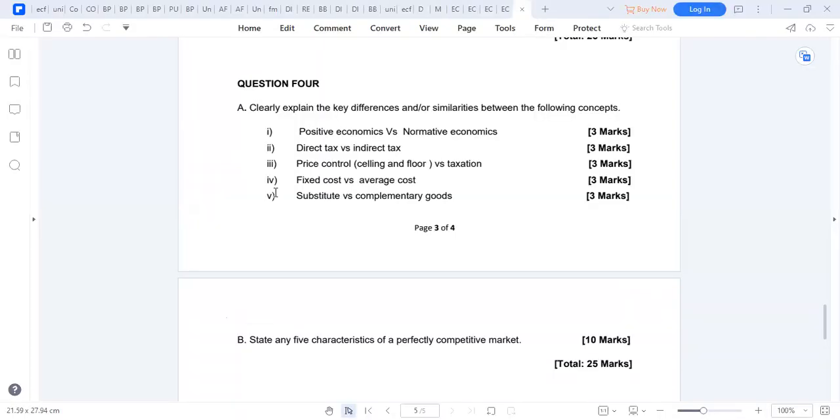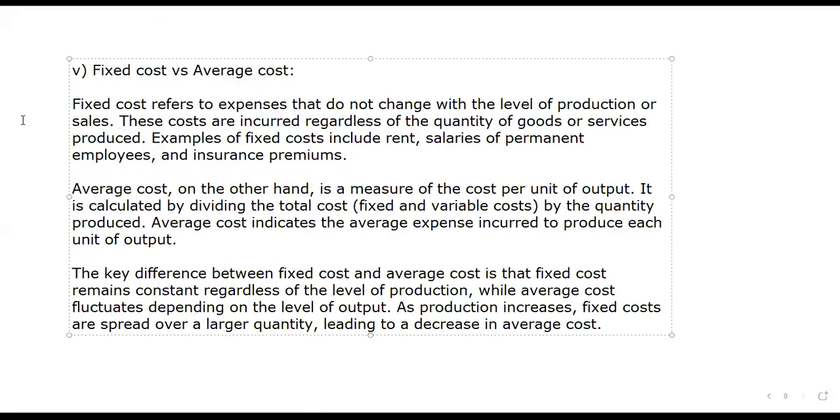So what is a fixed cost, an average cost, and a substitute and complementary good? When you're dealing with fixed and average costs, basically, what are we looking at? Fixed costs are costs that do not change with production. They are fixed, constant, regardless of the quantities of services that are produced. Examples include rent, salaries of permanent employees, and also insurance. Those are fixed costs. What are average costs?